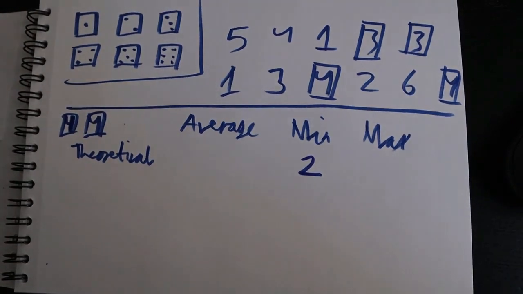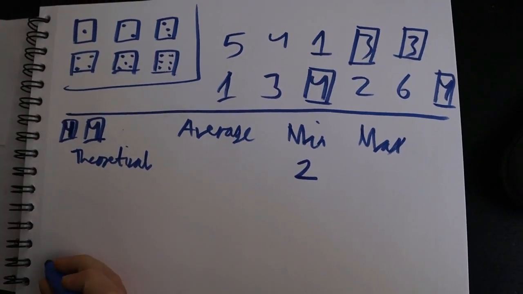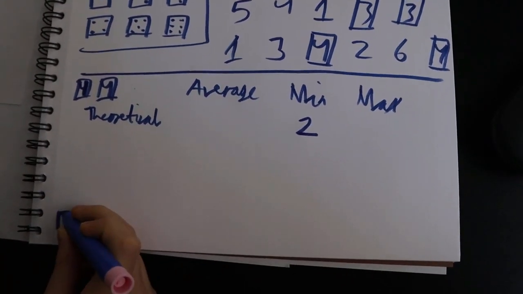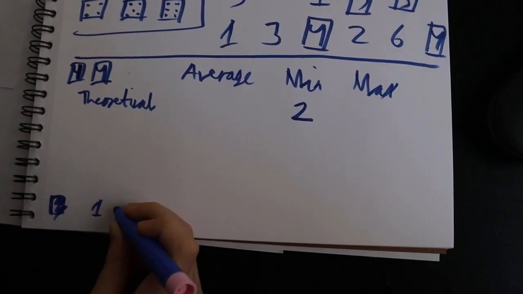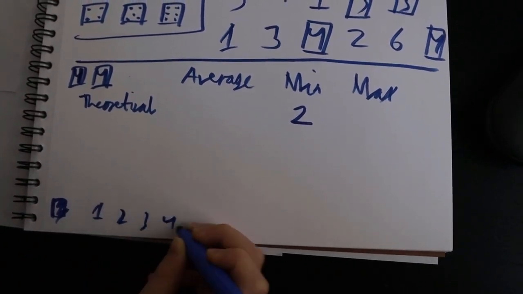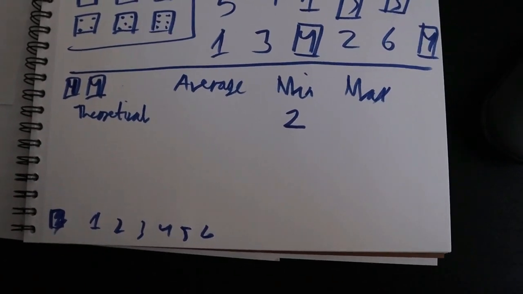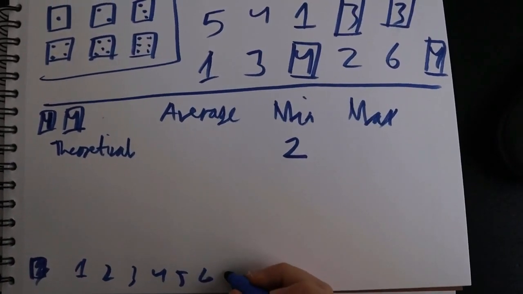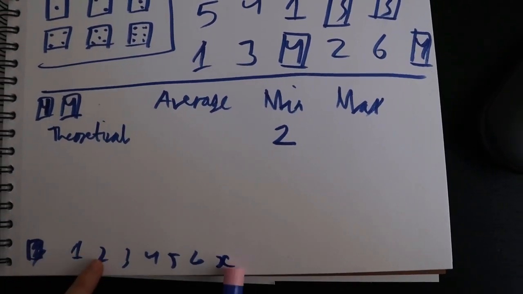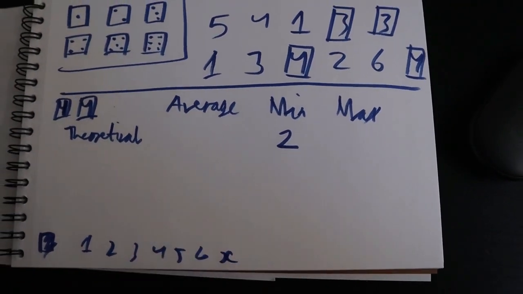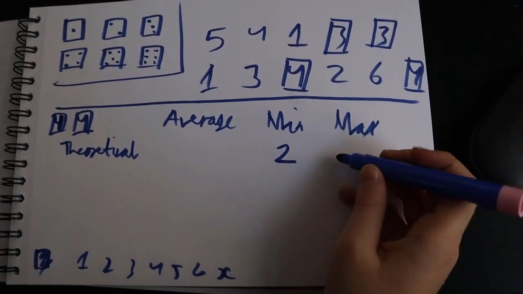On the other hand, the maximum is if you roll 1, 2, 3, 4, 5, 6 in some order. That's definitely not a repeat of 6. Whatever the next one is, that's definitely going to be 1, 2, 3, 4, 5, or 6. So we're definitely going to have a repeat in 7 rolls.